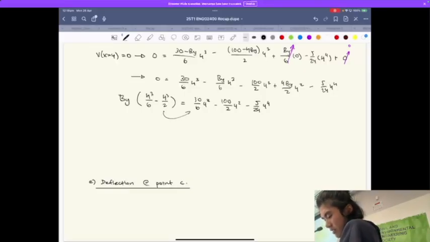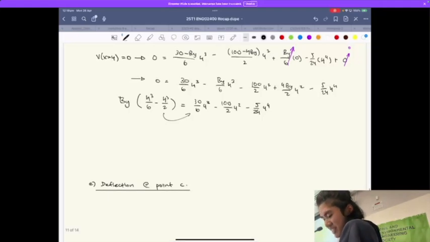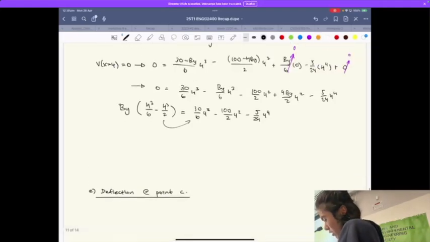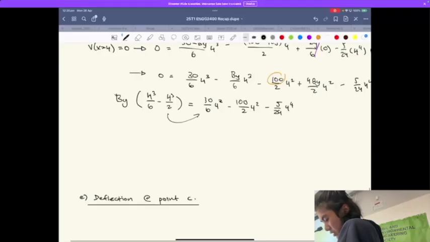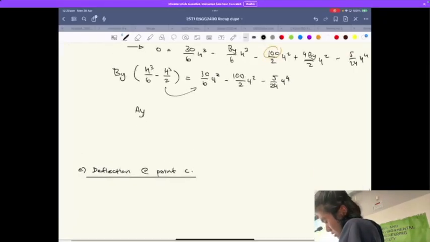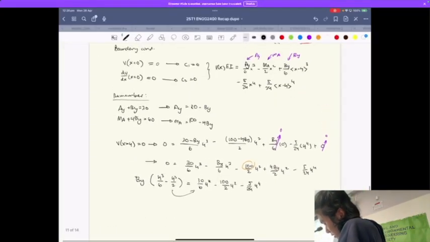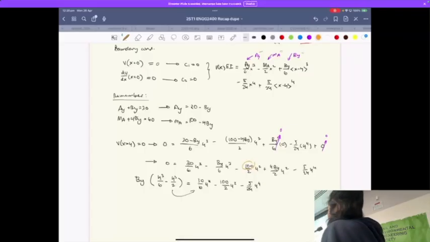Since I've followed through with the reaction as 60, I've actually got this wrong. This 100 changes. I don't know what the reactions are right now. But essentially, what you would do is you would sub in Ay is equal to whatever, Ma is equal to whatever, By is equal to whatever.